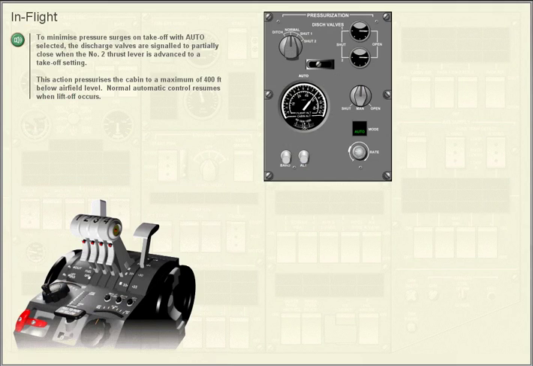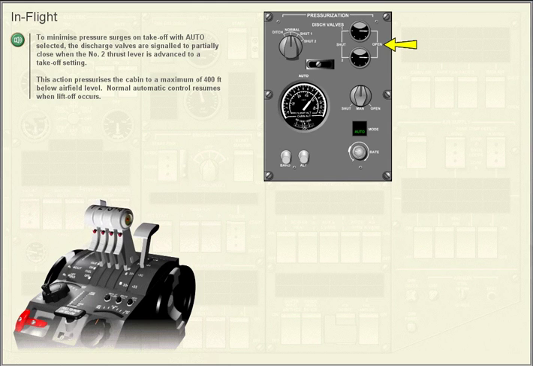In flight. To minimize pressure surges on takeoff with auto selected, the discharge valves are signaled to partially close when the number 2 thrust lever is advanced to a takeoff setting. This action pressurizes the cabin to a maximum of 400 feet below airfield level. Normal automatic control resumes when liftoff occurs.